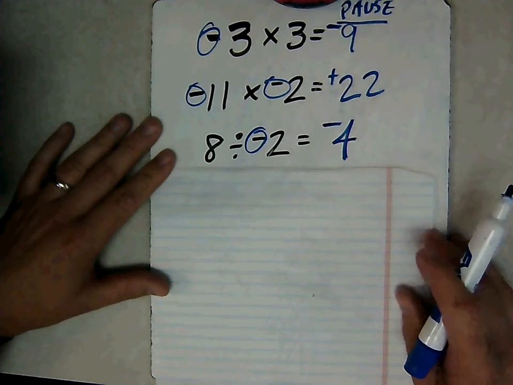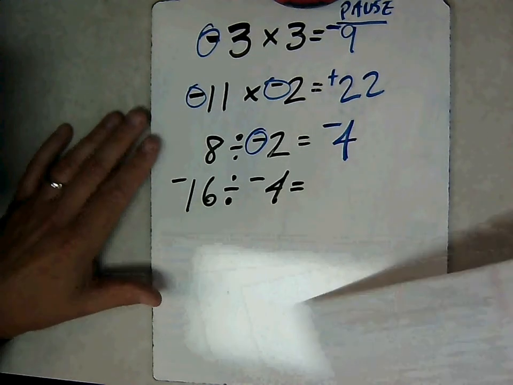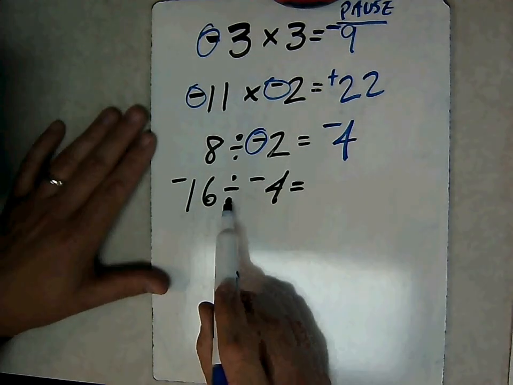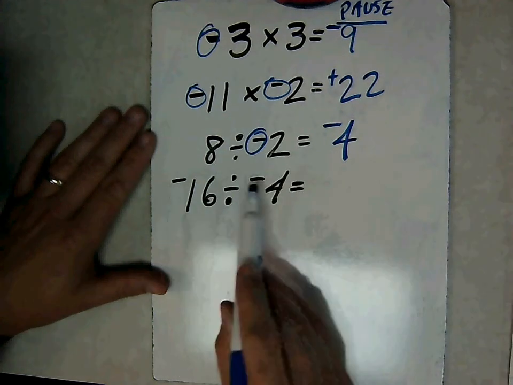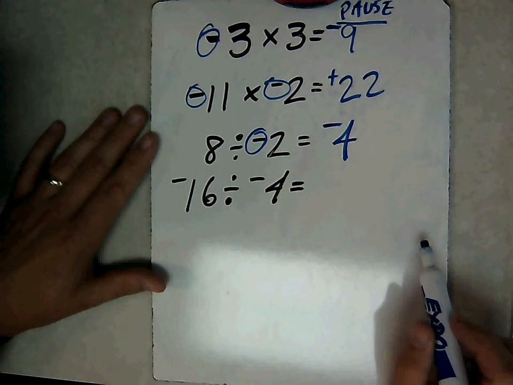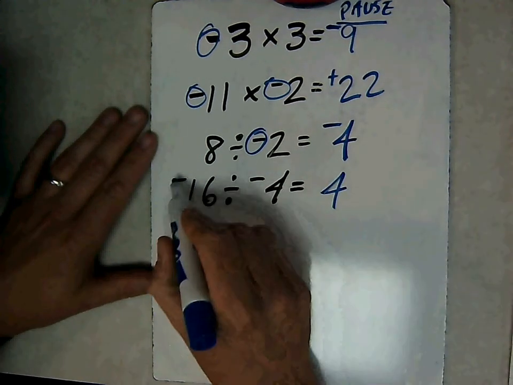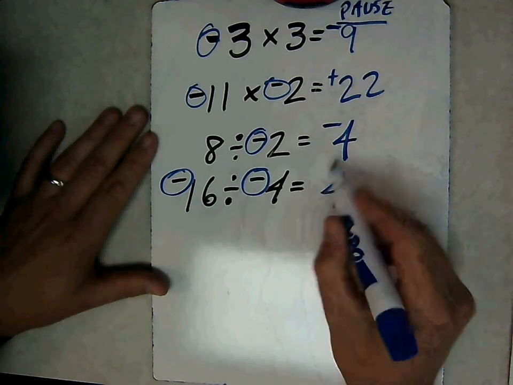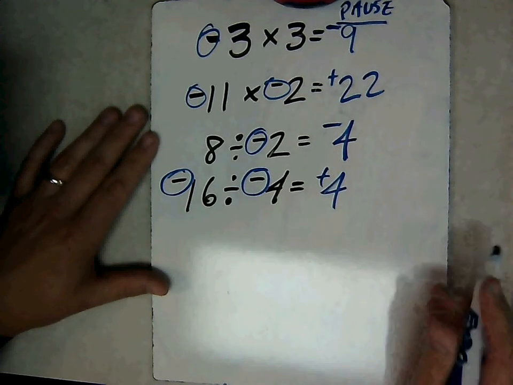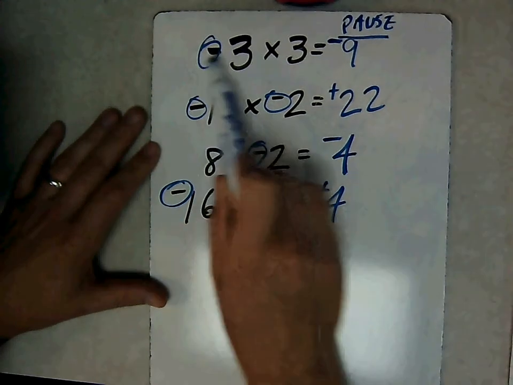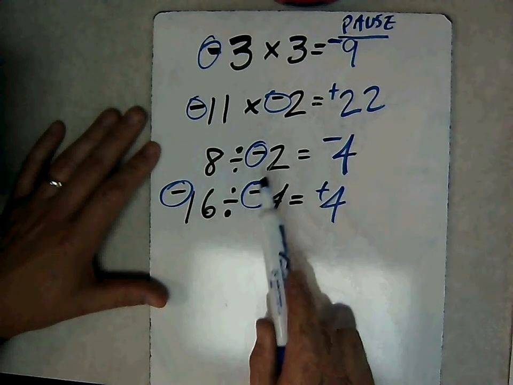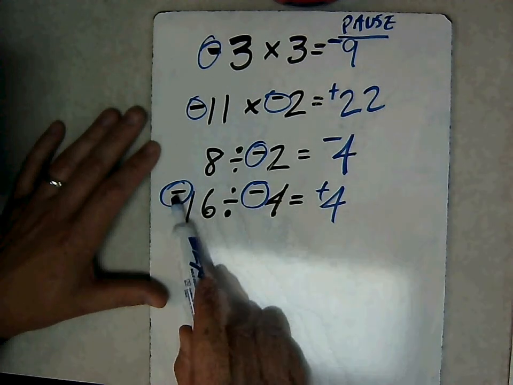Alright, and the last one. Last one. Negative 16 divided by negative 4, both of them are negative. Okay, pause if you need to. Alright, 16 divided by 4 is 4, but two wrongs makes a right. So that's positive 4. Okay, so one wrong makes a wrong. Two wrongs makes a right.